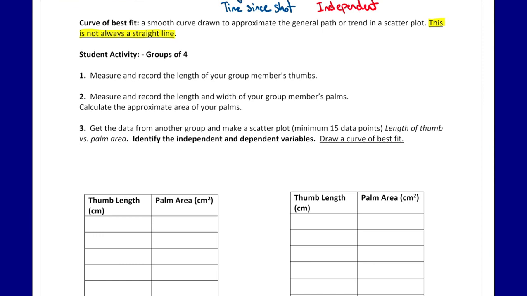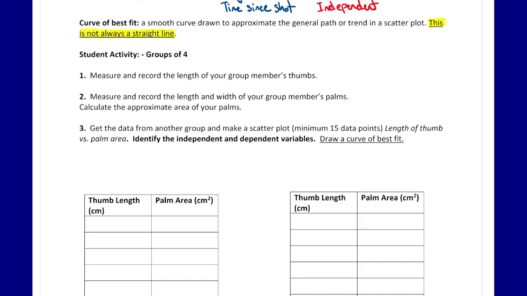In some cases, it might be hard to think about what's the independent and what's the dependent. You have to think of it as which variable is affecting or causing a change in the other. If it's causing a change, then it's most likely going to be the independent. If it's being affected or changed by the other variable, it's going to be the dependent. In this case, what really affects the other? Does the palm length cause or affect the thumb length, or is it the length of your thumb that determines what your palm area is?